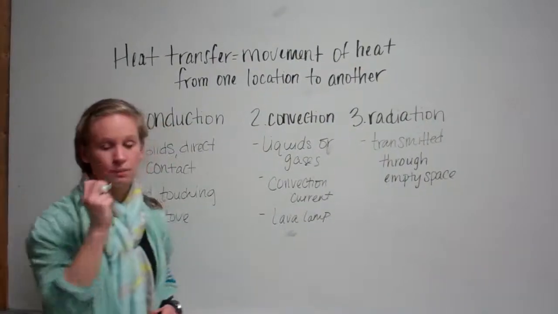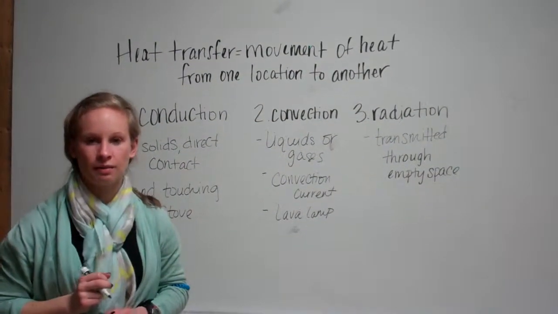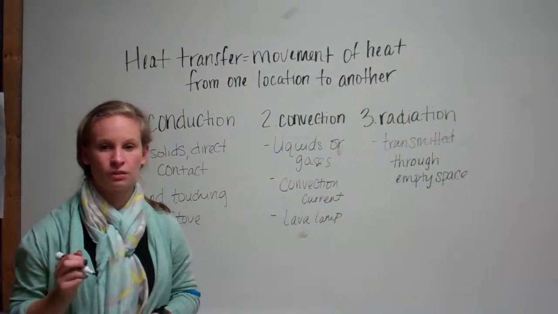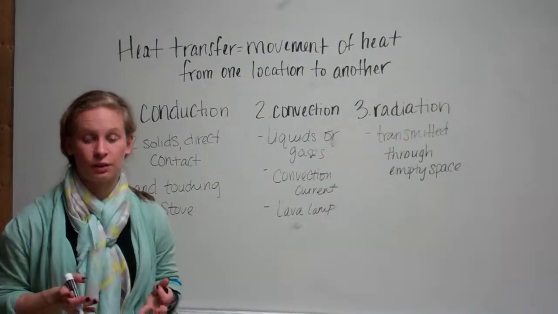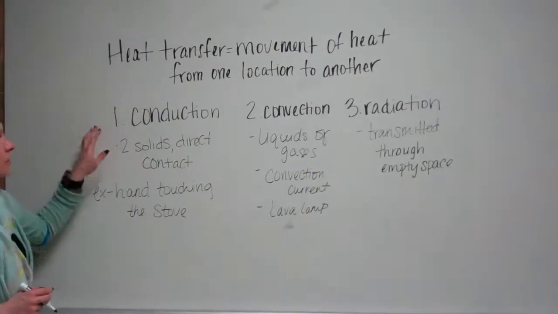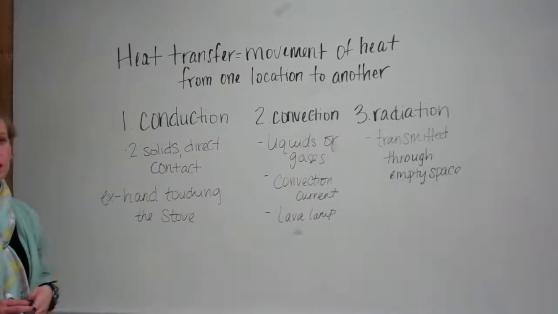Okay, and so an example of where we would see radiation would be when we're having sunlight traveling from the sun to the earth. As it travels through outer space, it is traveling through a vacuum, so it doesn't need a medium to travel through. So those are our three types of heat transfer: conduction, convection, and radiation.